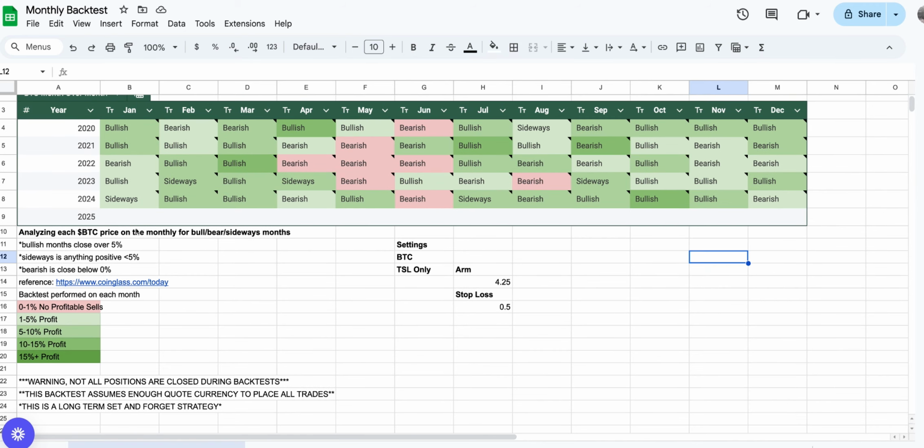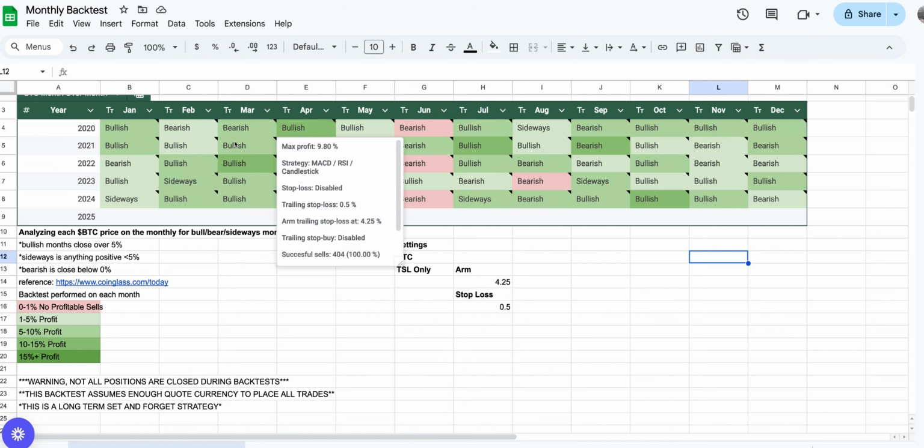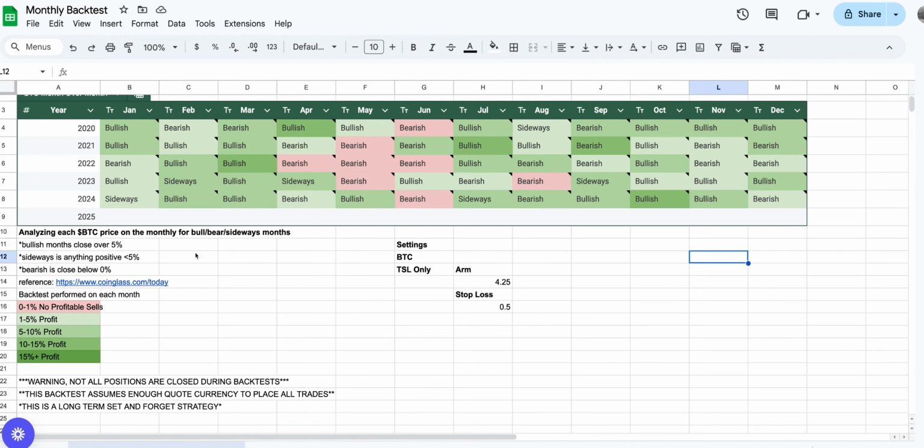You do need to know that a backtest assumes that you have enough quote currency, which is the currency you're placing the trade in, to place all your trades. Also, not all positions are closed during a backtest. You might have open positions that linger from March because they were not able to close at a profit. They linger into April, or they might linger into May, depending on the market. This is why I suggest having 2 to 3 months of runway for this trading strategy, so that you can mitigate some of that bag holding.